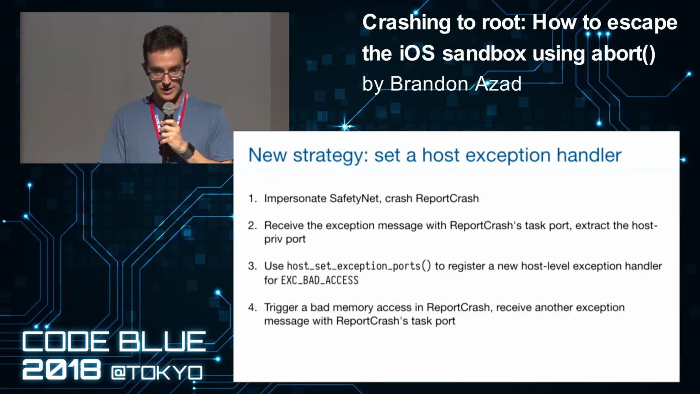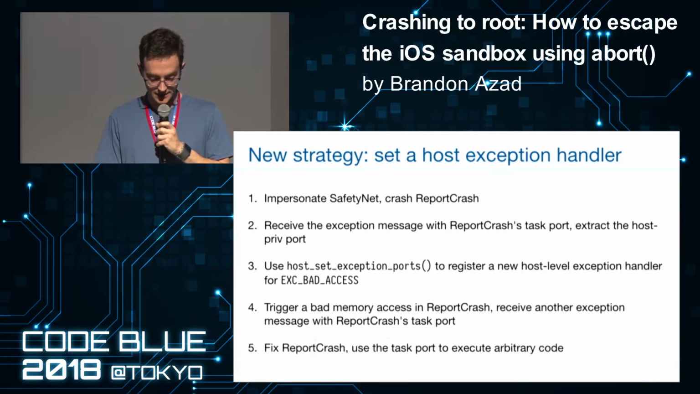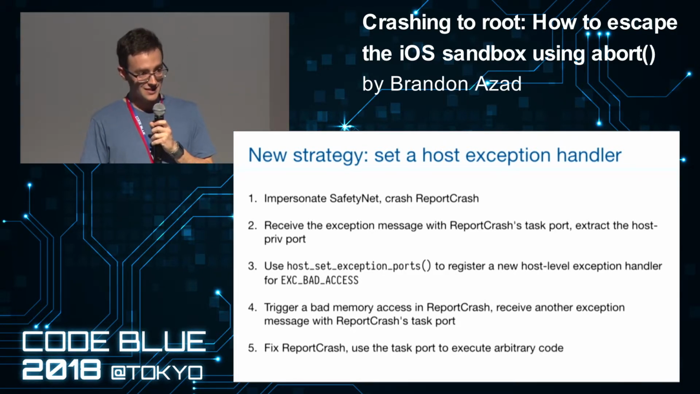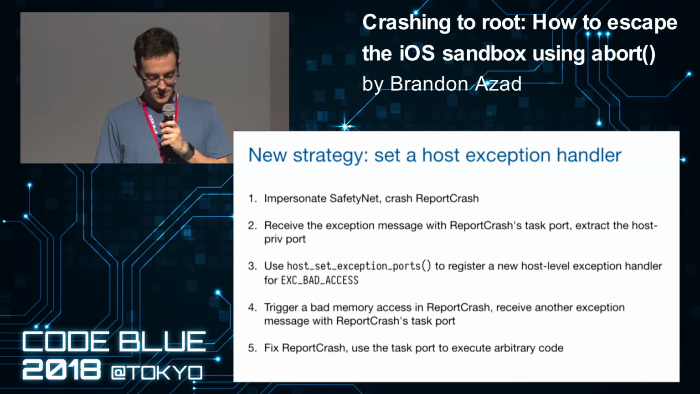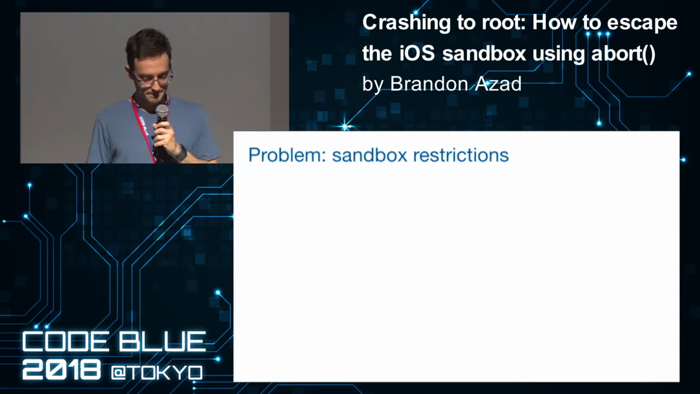We trigger a bad memory access on reportcrash and receive another exception message containing reportcrash's task port. And finally, because this time it was a recoverable exception, we can fix up reportcrash and use the task port to execute arbitrary code. Now, once again, this almost works, but there's still a small problem.